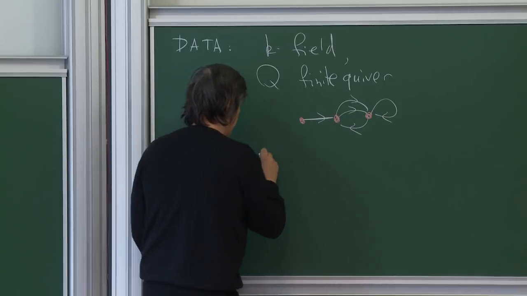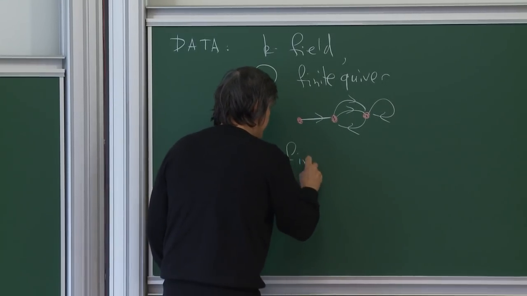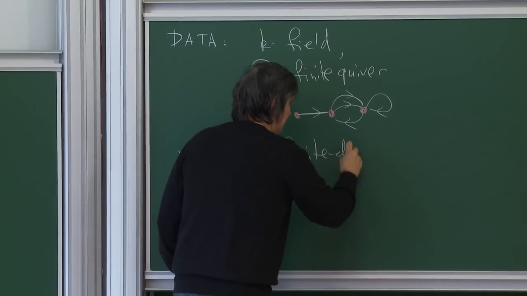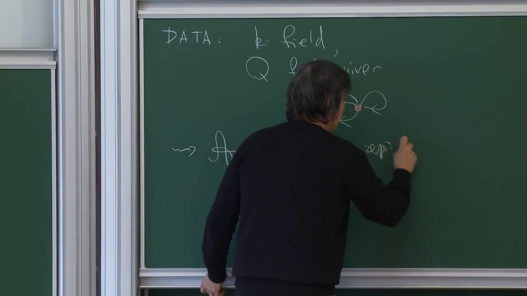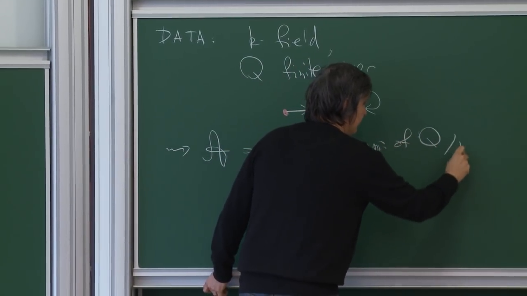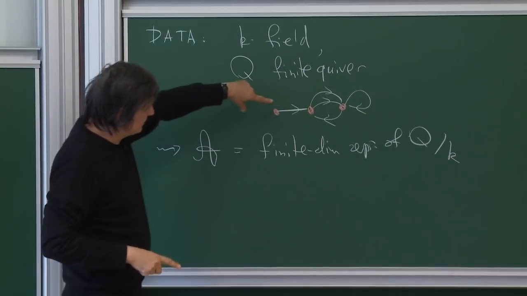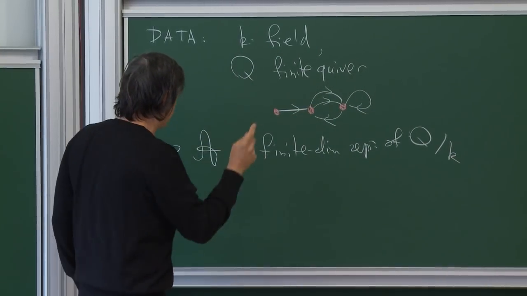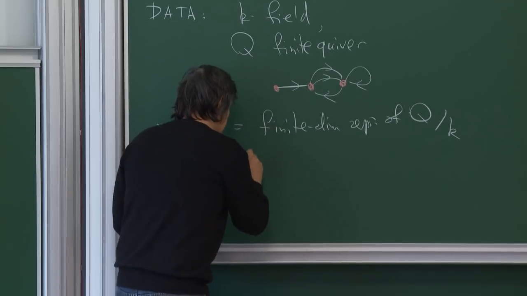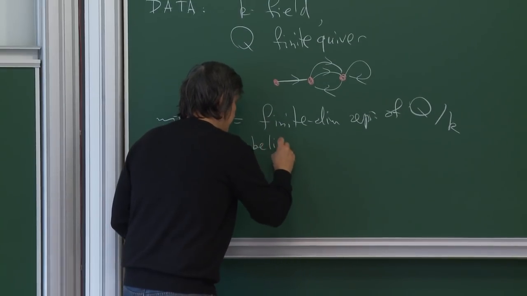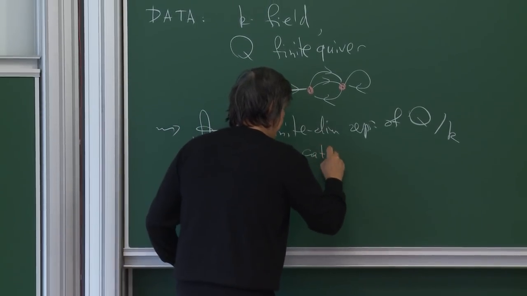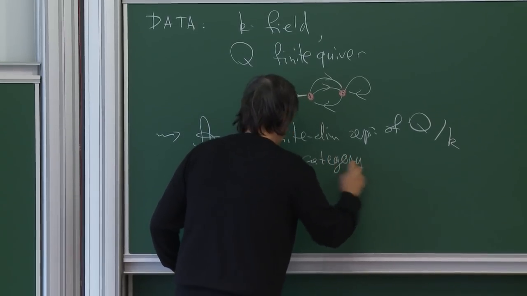So A will be the category of finite dimensional representations of the quiver over the field K. At each vertex you pick some vector space and you get arbitrary linear maps. And this is obviously an abelian category. You have kernels and cokernels.